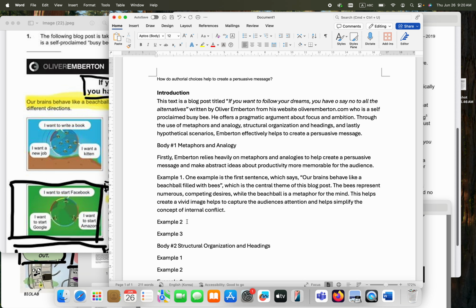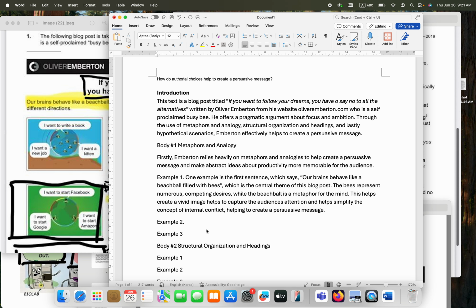So just make sure to give an example, just quote the part we're going to talk about, and then just explain it like I did. So just make sure to say what your example is and what effect it has, and always relate it to the question, which I should do, helping to create a persuasive message.